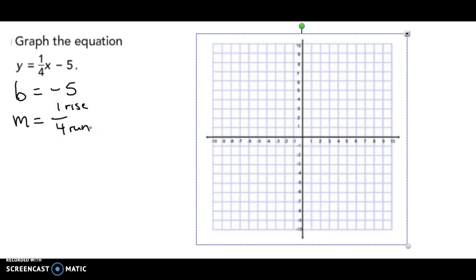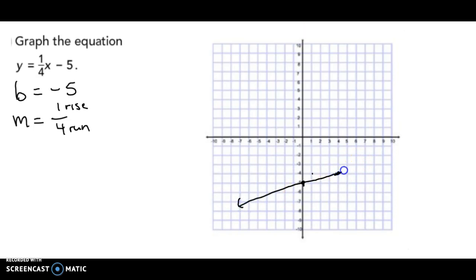So first I'm going to start with my b value, which is -5. So right here. And then from -5, I'm going to rise 1, and I'm going to go over 1, 2, 3, 4. So from that point, I know that this is going to be the line of the graph. Simply graphing your y-intercept and your slope with rise over run. So make those points a little darker.